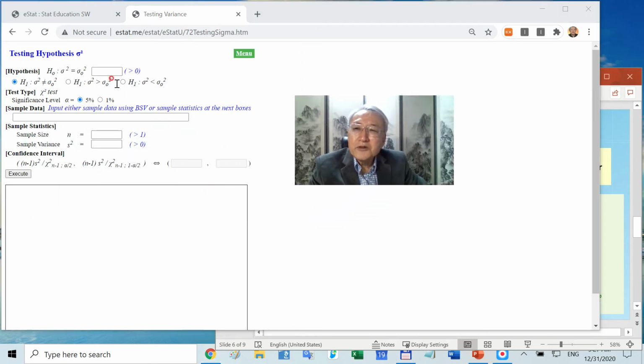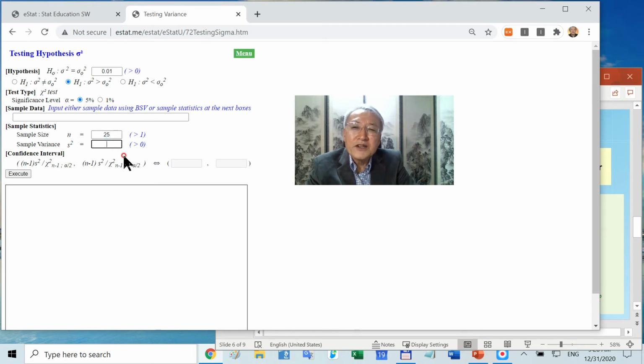What am I supposed to do? You want to test that sigma squared equals sigma 0 squared. In our case, it's 0.1 squared, which means 0.01. We want to test whether it is less than 0.01 or greater than that number. Right tail test. Okay, sample size is 25.